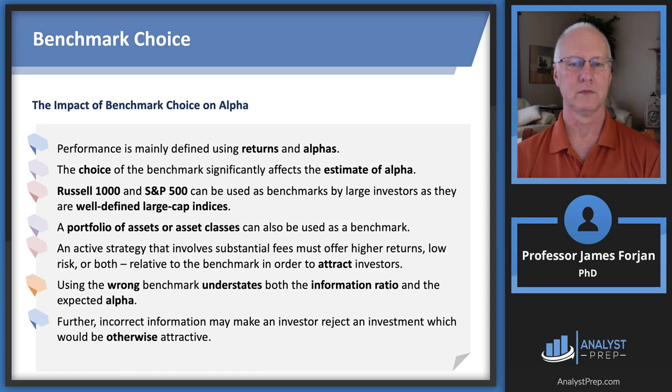How about some quick things here? An active strategy that involves substantial fees must offer higher returns relative to the benchmark in order to attract investors. At school, we subscribe to the complete Morningstar database, and I take my students through the load and the no load, and I tell them all about fees and expense ratios. I hammer that point to them, so even undergraduate students can figure that out. Look at the second to last one: using an incorrect benchmark understates right information and expected alpha.